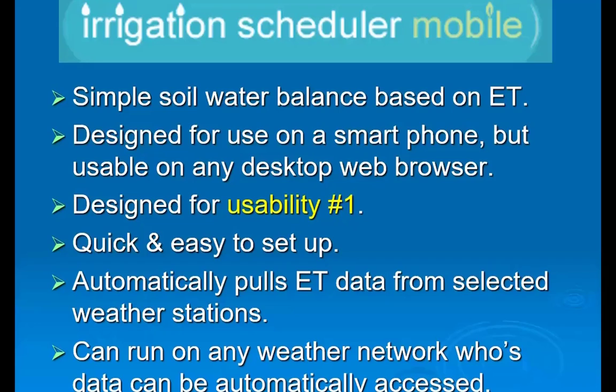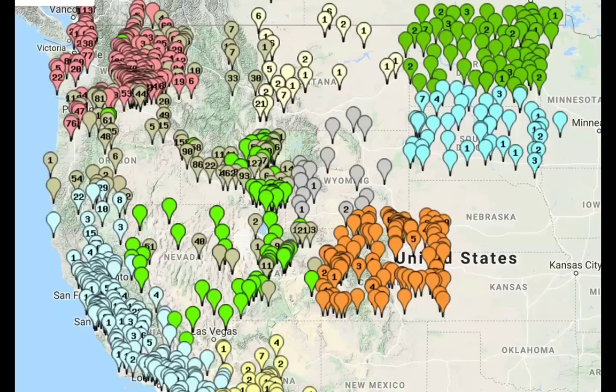In other words, if there was an accurate way to do it, but it required knowledge that most farmers don't have, like, let's say the soil's saturated hydraulic conductivity or some of these other things, then we just said we're not going to do that. And so we went for usability first. So this is an app that works throughout the West.